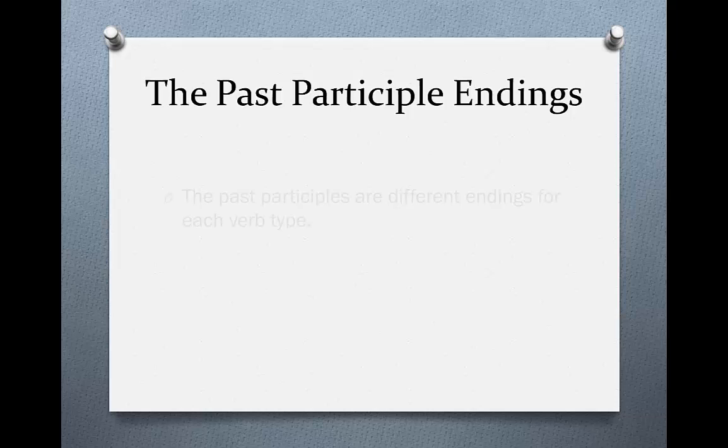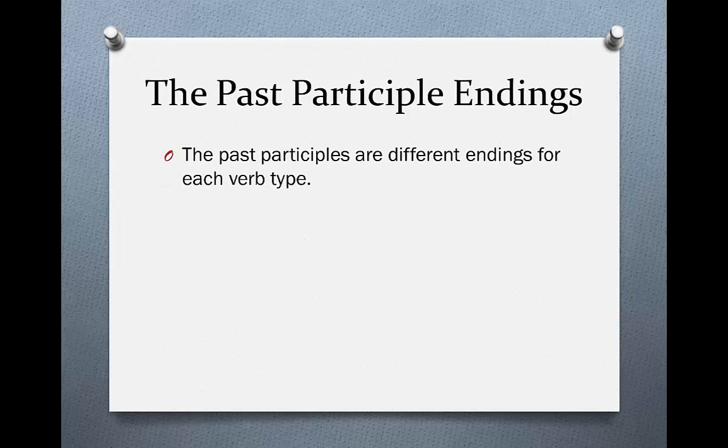The past participle endings. The past participles are different endings for each verb type. These are the kind of endings to the verb which we're going to be using when conjugating them. So for ER verbs, we remove the ER and we add an E with an accent. With IR verbs, we remove the IR and we add an I. And with RE verbs, we add a U.